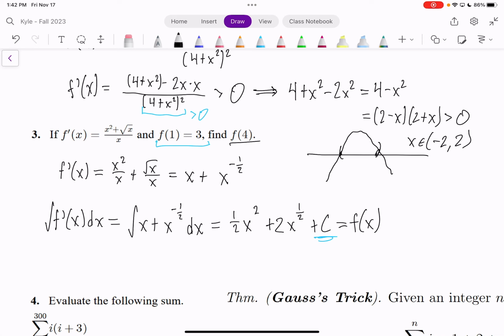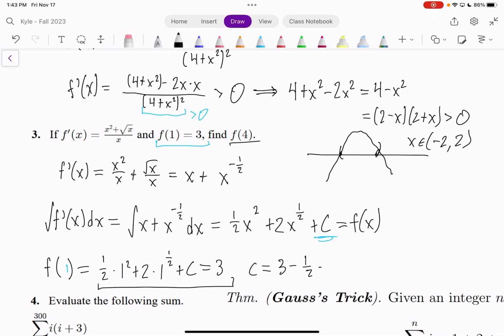So we've got our expression for f of x in terms of c. We'll use the point that we know, f of 1 is equal to 3. So we have 1/2 times 1 squared plus 2 times 1 to the 1/2 plus c is equal to 3. Let's solve for c here. We'll get that c is equal to 3 minus 1/2 minus 2. So c is 1/2, if I did that correctly.